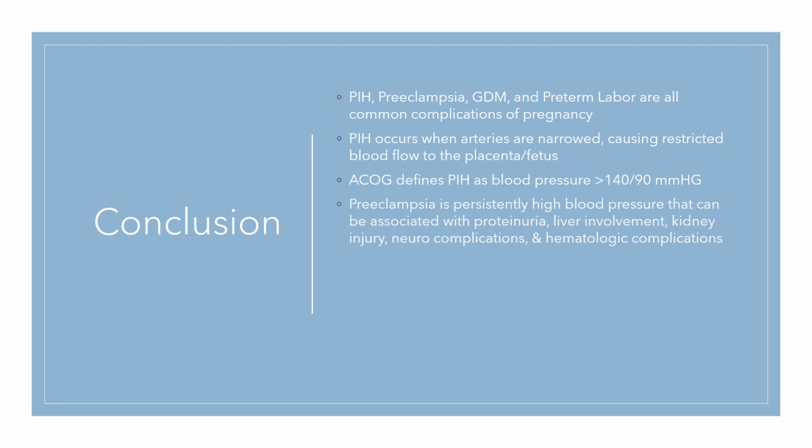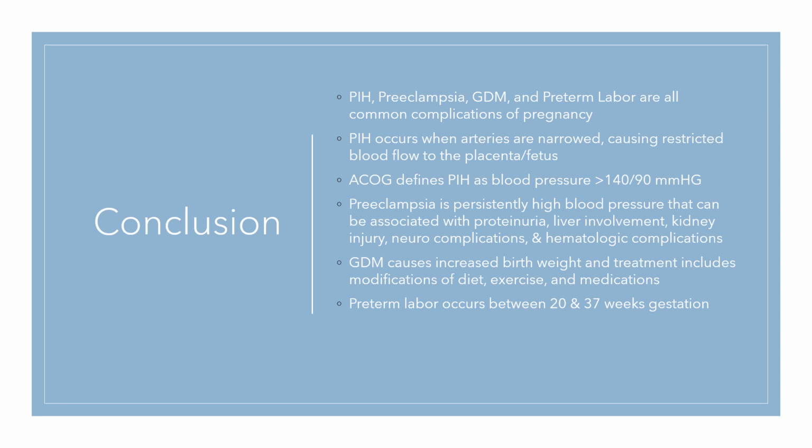Preeclampsia is when blood pressure is persistently high and is associated with protein in the urine, liver involvement, kidney injury, neuro complications, and hematologic complications. Gestational diabetes causes increased birth weight, and treatment for this includes modifications of diet, exercise, and sometimes oral medications. Preterm labor is labor that occurs between 20 and 37 weeks gestation. And risk factors for this include cervical abnormalities, infections, smoking, previous preterm births, and pregnant with multiples.